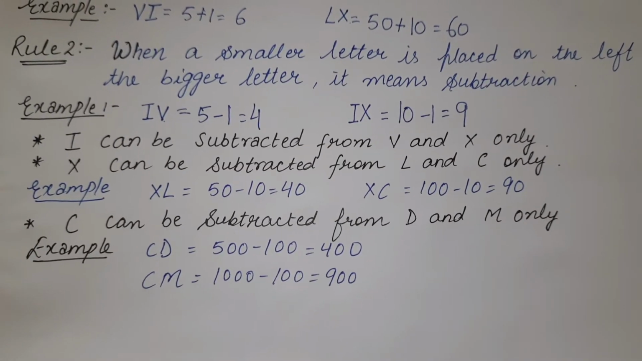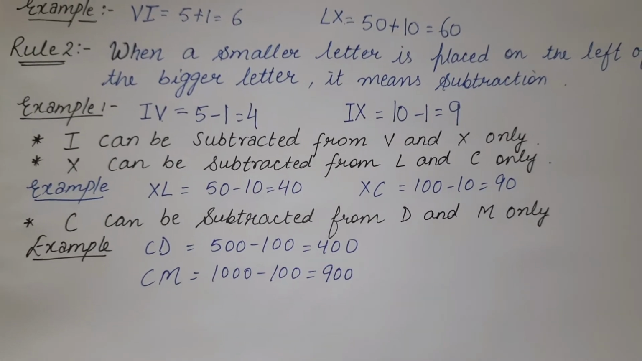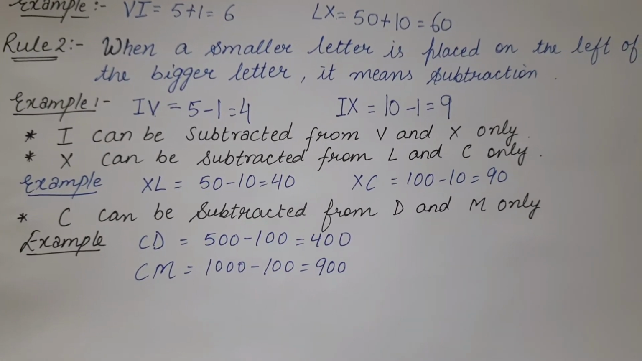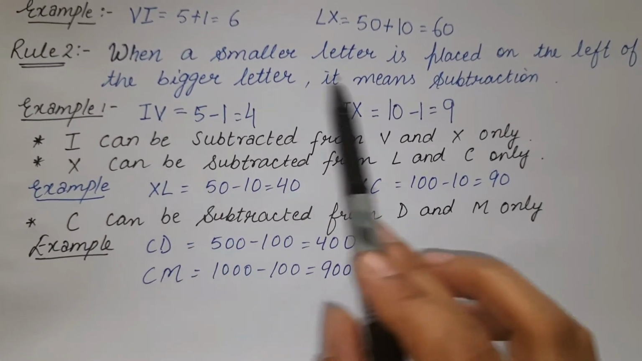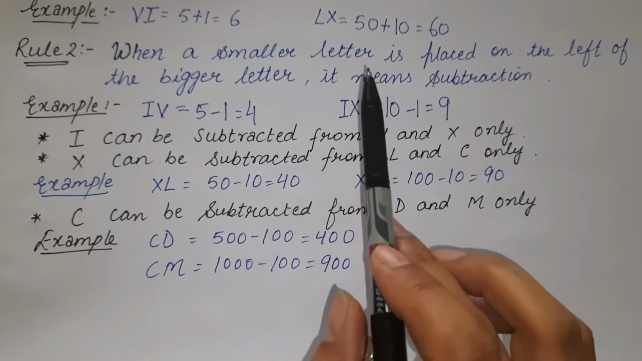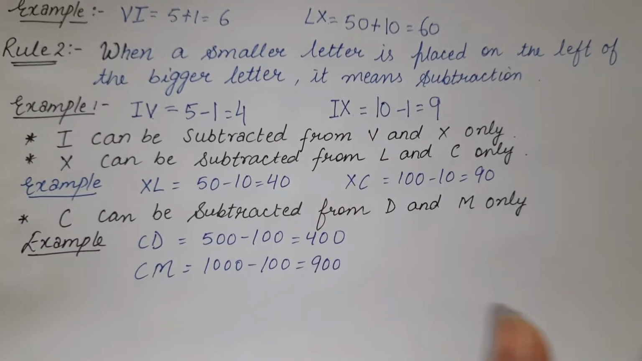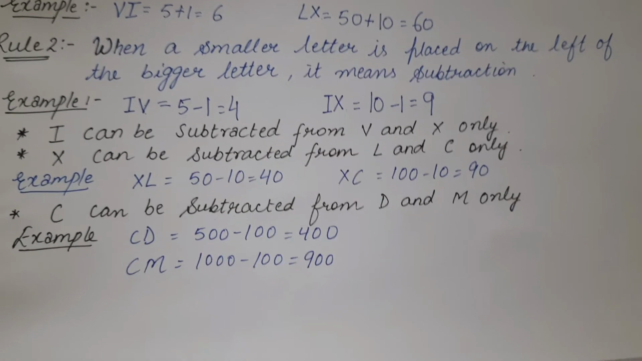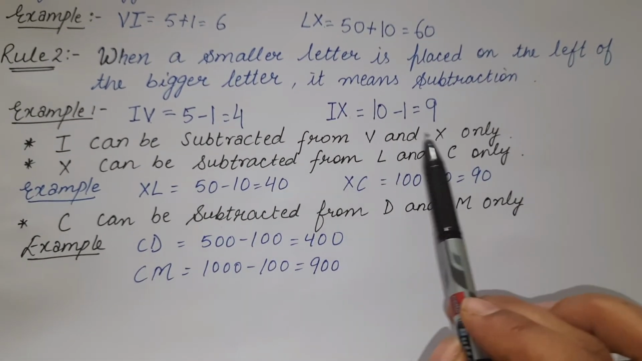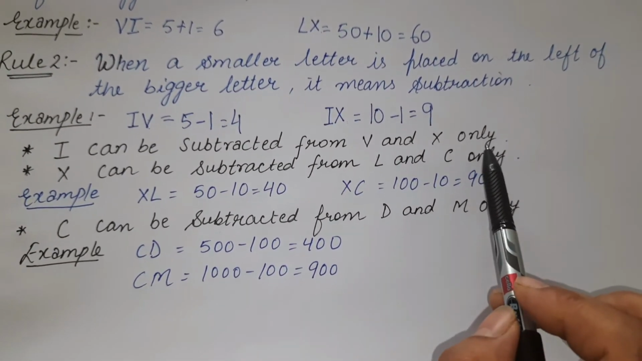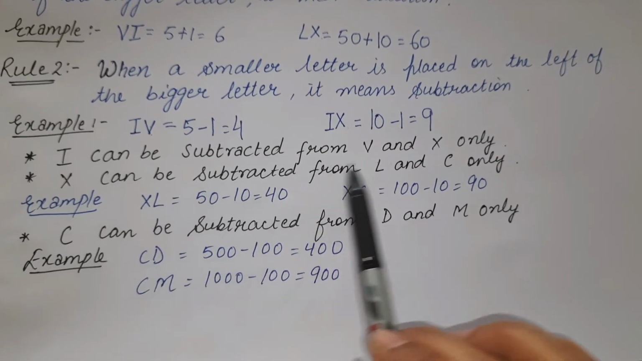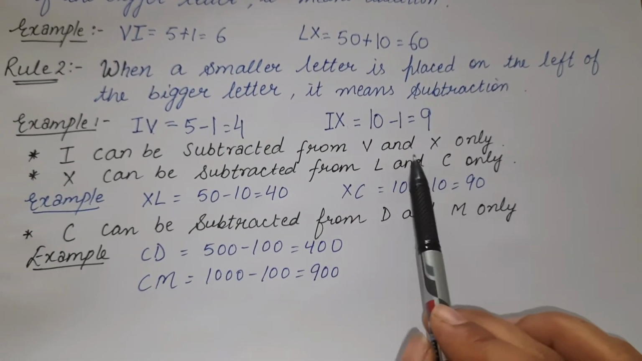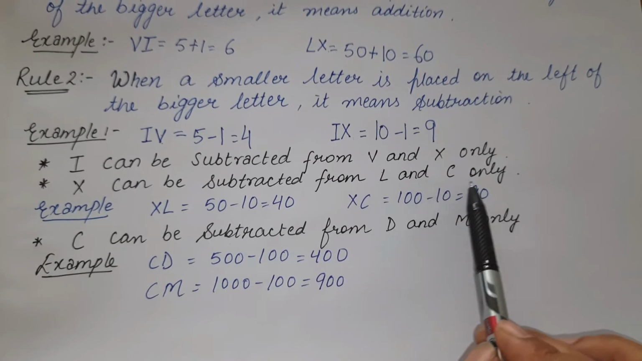And remember a few things, that I can be subtracted from V and X only. I को हम सिर्फ V और X में से ही subtract कर सकते हैं, हम इसे L, C, D, M में से subtract नहीं कर सकते. Okay, I can be subtracted from V and X only. X can be subtracted from L and C only. X को हम सिर्फ L और C से subtract कर सकते हैं.